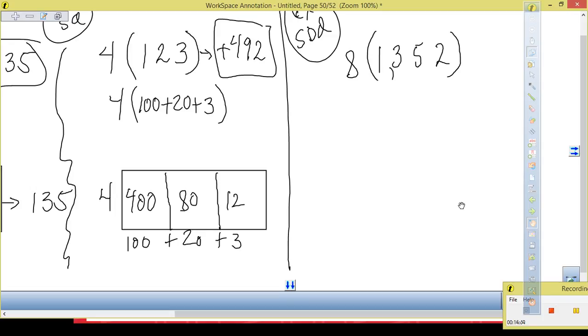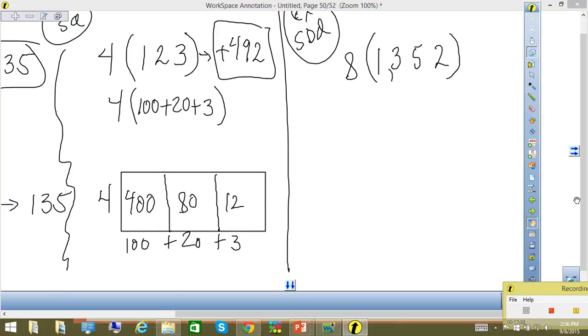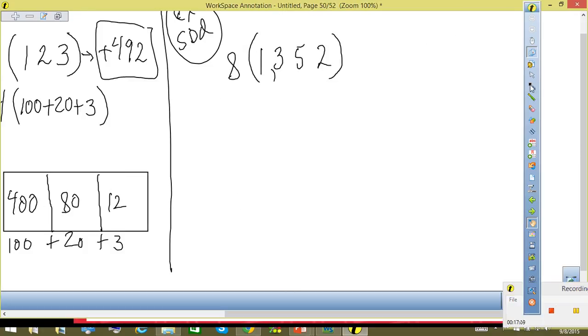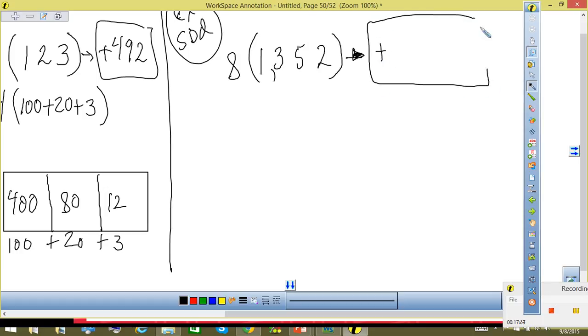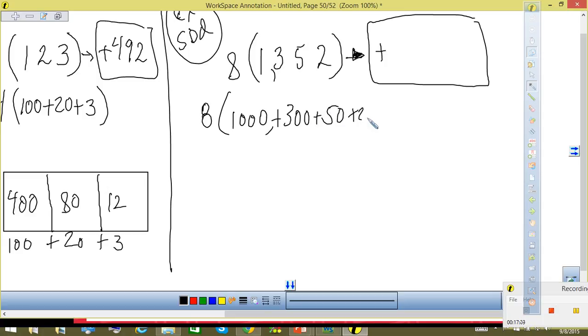All right, check with your neighbor, see how they wrote 1,352 in expanded form. Okay, first of all, are they the same sign? Yes, so the answer is a positive. Okay, who can tell me how to rewrite this? 8 times 1,000 plus 300 plus 50 plus 2. Hands up if you got that. That is correct.